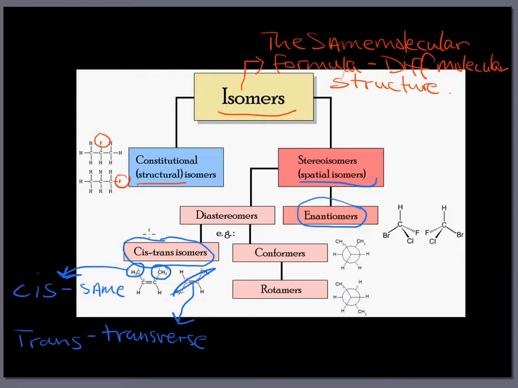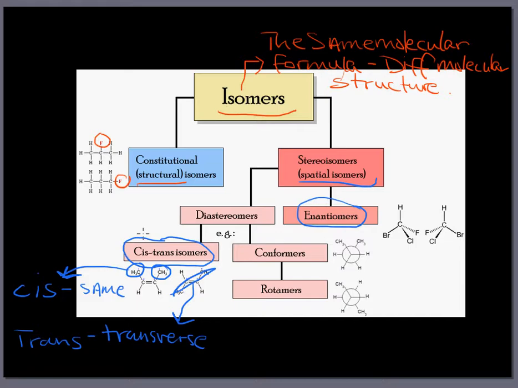And cis and trans isomers sometimes will act very differently from each other based on who those other structures are around or can allow in. So they may be very different to each other.